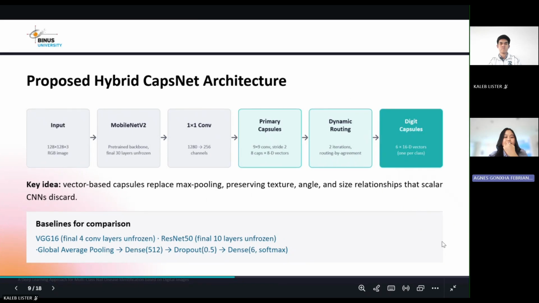This is our proposed hybrid CapsNet architecture. The input image goes through a pre-trained MobileNetV2 backbone. Then, a one by one convolution to reduce the channels, followed by the primary capsule layer, dynamic routing with two iterations, and finally the digit capsule layer, which outputs a 16-dimensional vector, one for each class. The key idea here is that vector-based capsules replace max pooling, so we preserve texture, angle, and size relationships that scalar-based CNNs artificially discard.